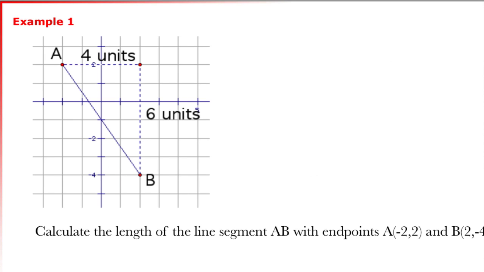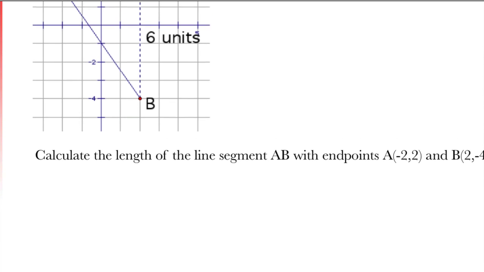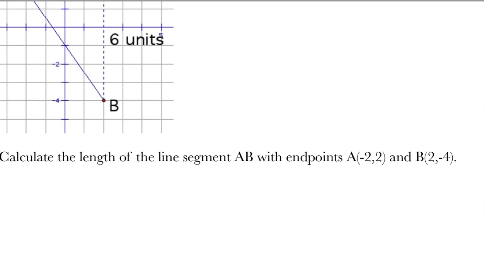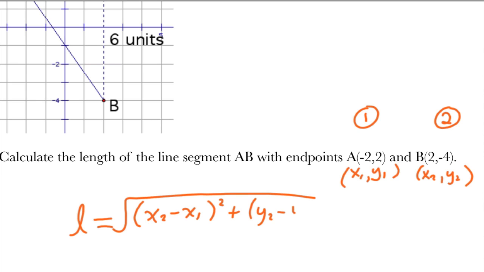Example 1, to find the length of the line segment AB. Often you're not going to get a graph, but you're going to be given 2 ordered pairs. What you need to do is decide which one is ordered pair 1 and which one is ordered pair 2. So we just have to decide and pick that. So that means this would be x1 and y1, and this would be x2 and y2. So our formula for length looks like this: x2 minus x1 and y2 minus y1.